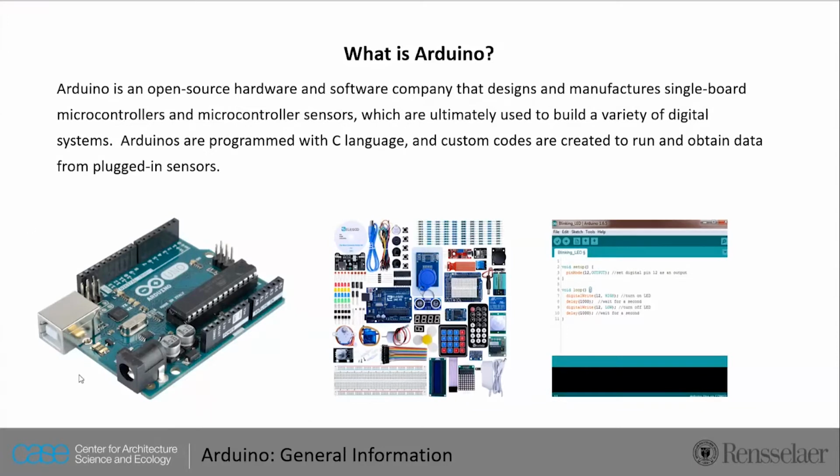So on the left here we have the microcontroller board, which is one of the more popular boards that we use when using Arduino systems, an Arduino Uno. In the center, we have these sensors created by Elegoo, and these sensors are plugged into the Arduino board, and those will pick up certain kinds of data, which we'll talk about later. And finally, on the right is a very basic, rudimentary interface of Arduino showing rudimentary code, of course.